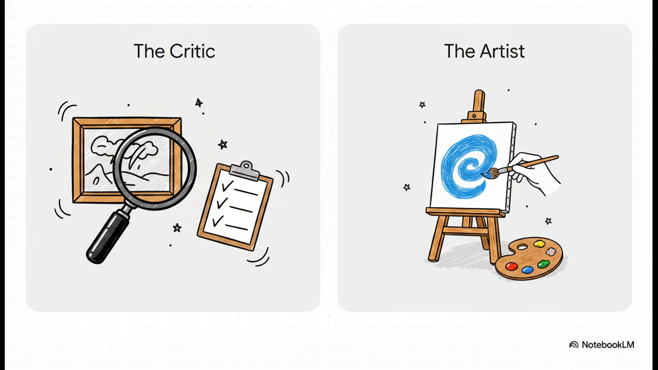Generative AI, on the other hand, is the artist. You show the child a whole bunch of different paintings, hand them a set of brushes, and ask them to synthesize everything they've learned to create an entirely new, completely unique painting. Generative AI doesn't just analyze the data, it actually creates net new content.